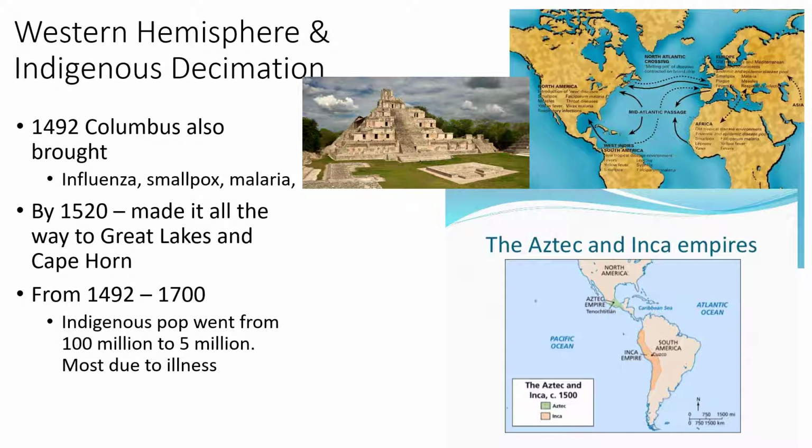The death and destruction wrought by the European-introduced diseases was apocalyptic in scale. From 1492 to 1700, the overall indigenous population of the Western Hemisphere plummeted an estimated 95%, from 100 million to 5 million, and most of the deaths were due to illness, not conquest.